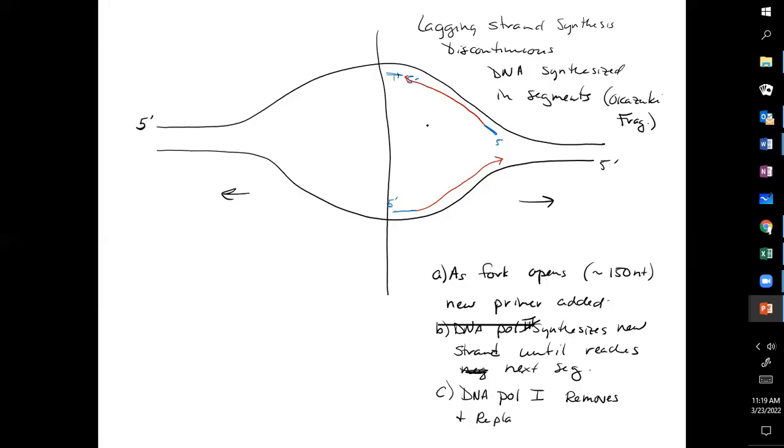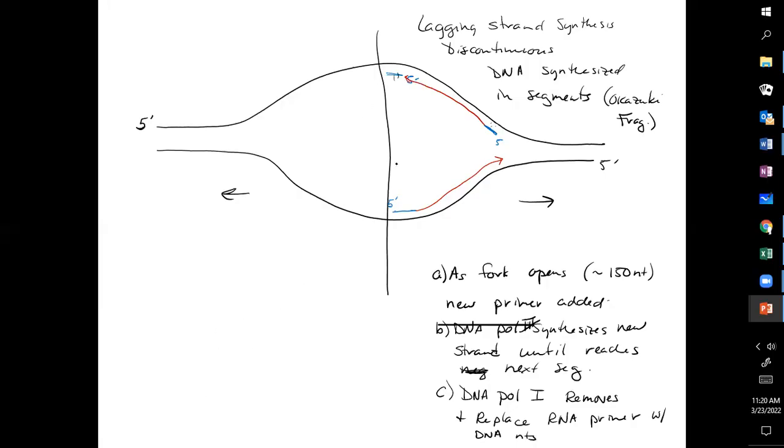Because remember, the primer is RNA, and it's not sustainable to have RNA in the DNA, even though these base pair, they don't base pair quite the same as DNA nucleotides do. So it's going to bind to and replace the primer. What's it going to replace it with? It's going to replace the RNA primer with DNA nucleotides.